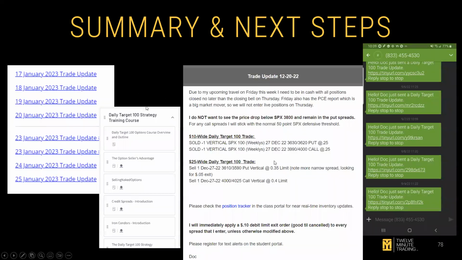Here are some of the tools that we have. Here's the typical trade update. Here's our SMS going out. We do have a full course for people that need to understand how to set up vertical spreads and how to manage them. I'm a big believer in setting up the written materials, and then there are trade updates every single day.